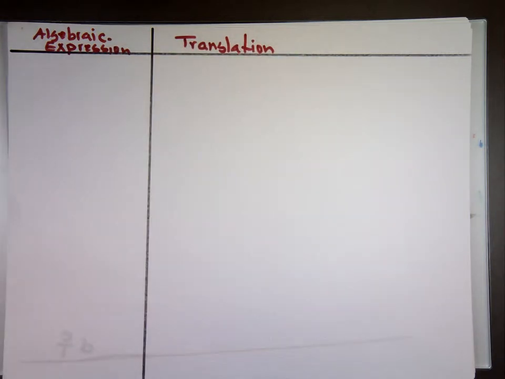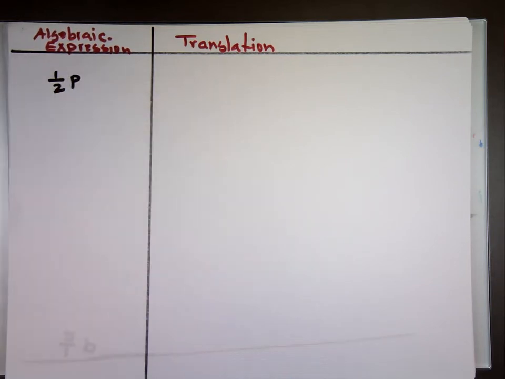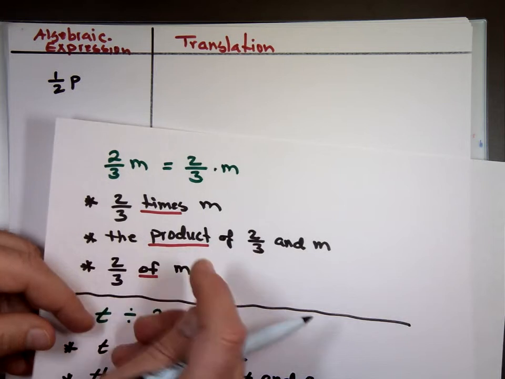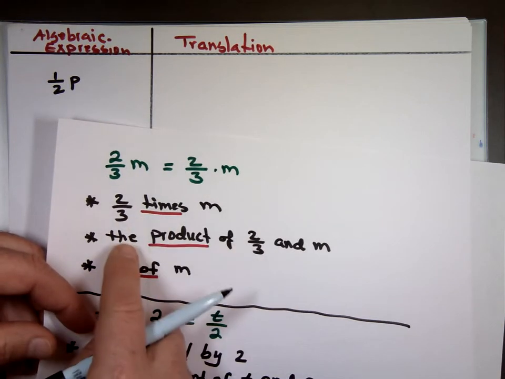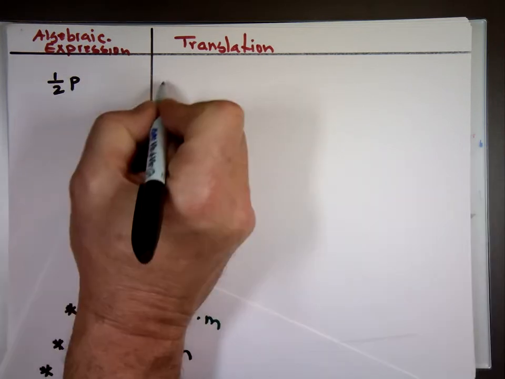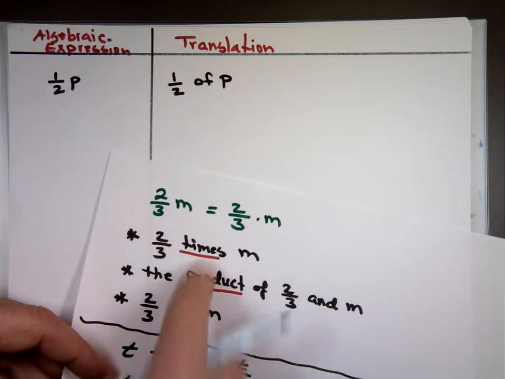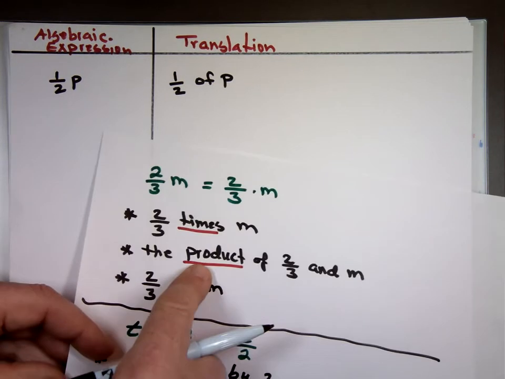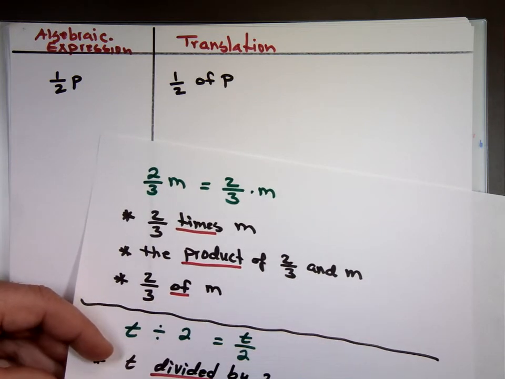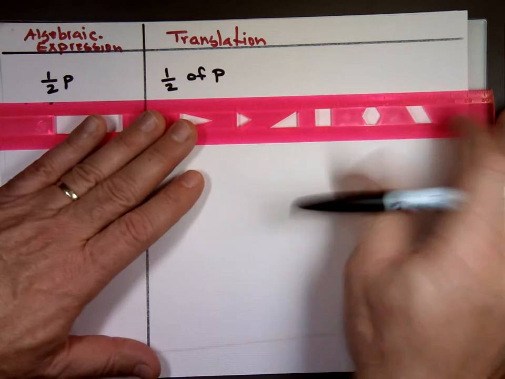So let me begin with the first one. I wrote 1/2 P. That's a multiplication, right? So I can go through my list for multiplication. I can say 1/2 times P, the product of 1/2 and P, or 1/2 of P. I'll go with 1/2 of P, no reason. It's a multiplication, so I can use one of these: 1/2 times P, the product of 1/2 and P, or 1/2 of P. The next one, I'll do a few of them.